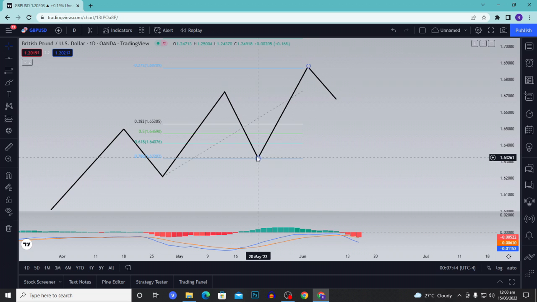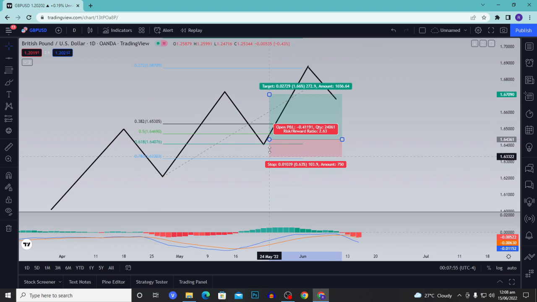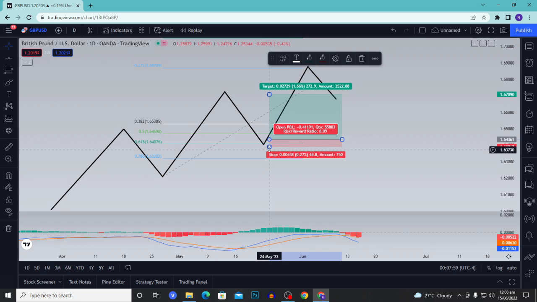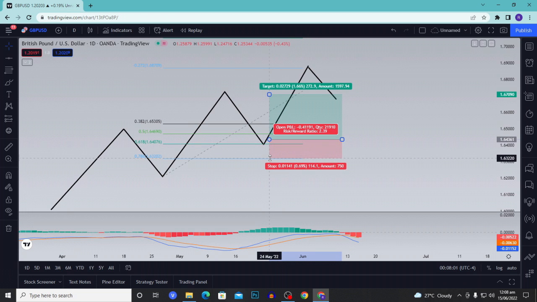If price comes down and bounces off of the 0.618, then your stop loss will either go below the end of the retracement here or the previous low, or at the 0.786 point right here.